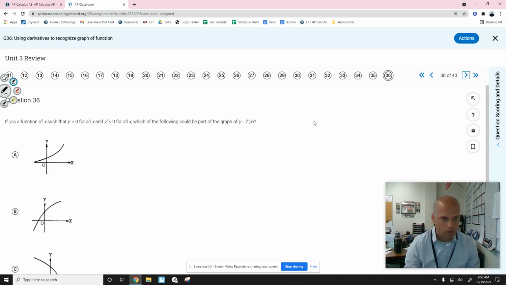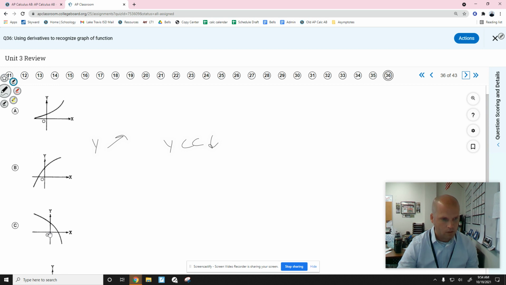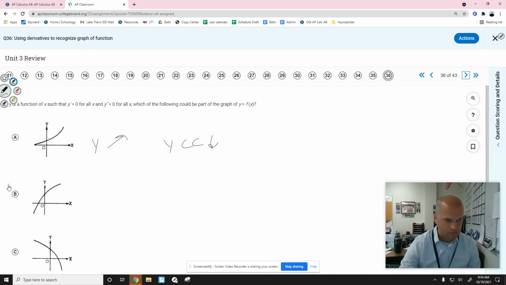It's the same. When is y prime positive and y double prime negative? That means y needs to be going up and y needs to be concave down. When am I going up, concave down? Going up, concave down. That's it. Nope. Point of inflection. There's a point of inflection. Up, concave down, B.